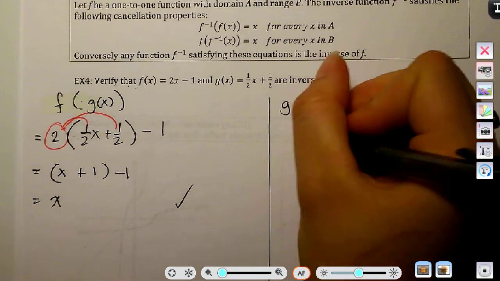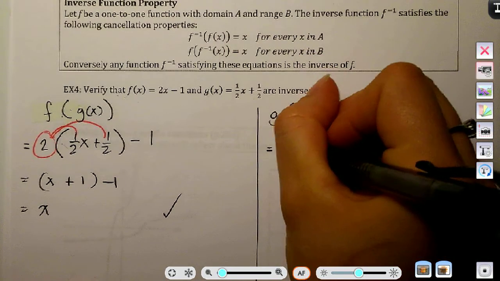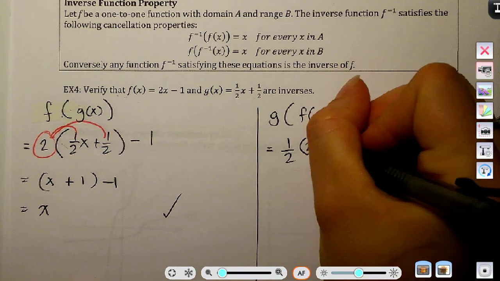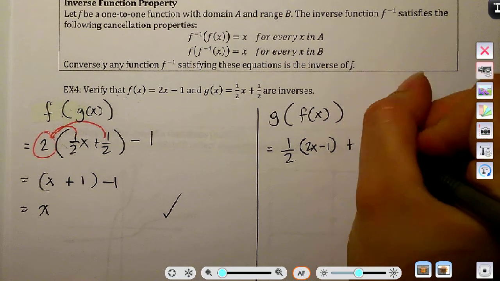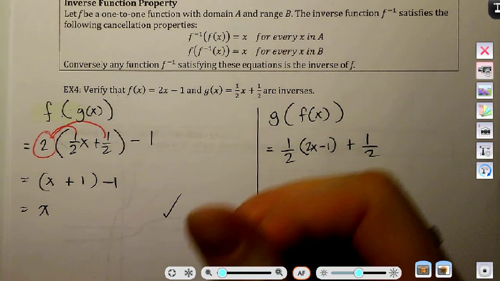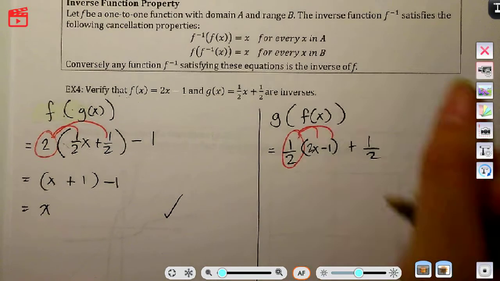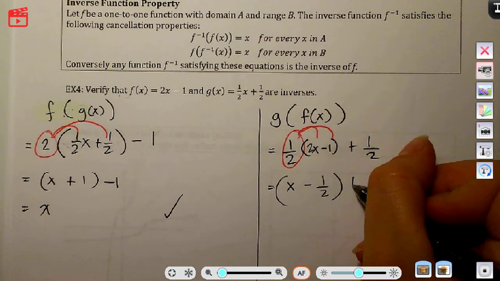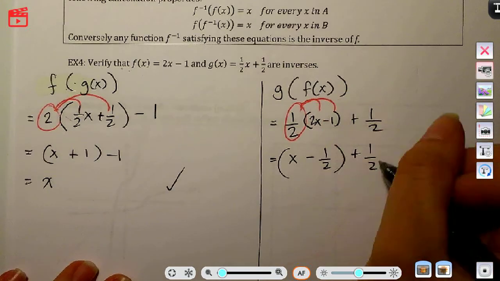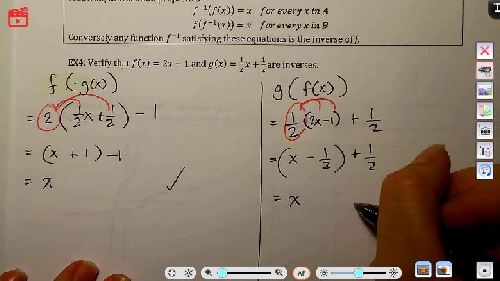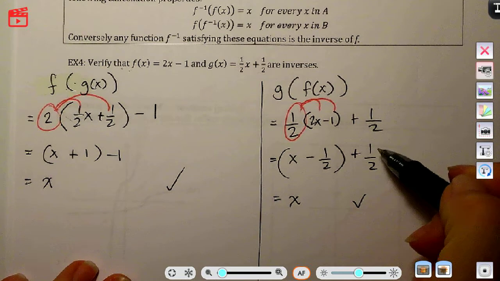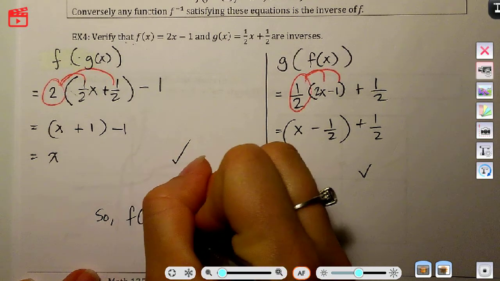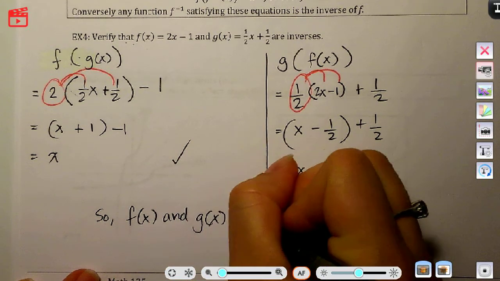Let's try this one. So that's going to be 1 over 2 times, and my input is going to be f of x, which will be 2x minus 1, and then plus a half. Okay, let's go ahead and simplify this. So distributing in the half, I have x minus a half plus a half. And what do you know? The halves will cancel, and I'll be left with x. So it worked. Both of the equations were satisfied. Therefore, f of x and g of x are inverses.